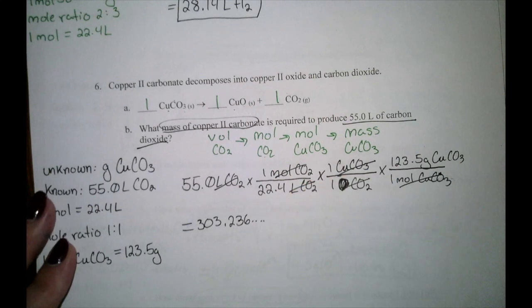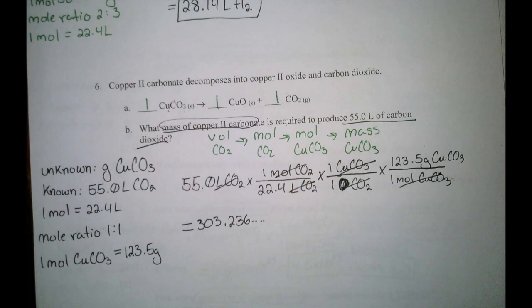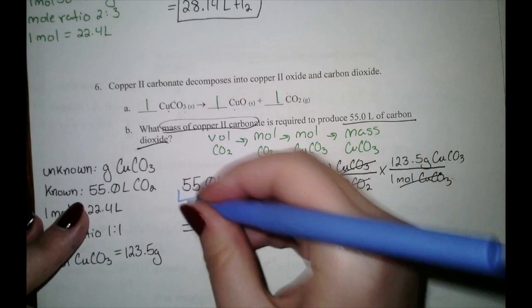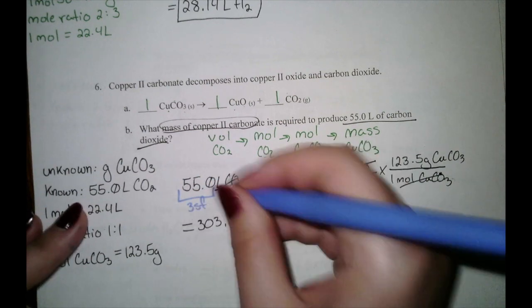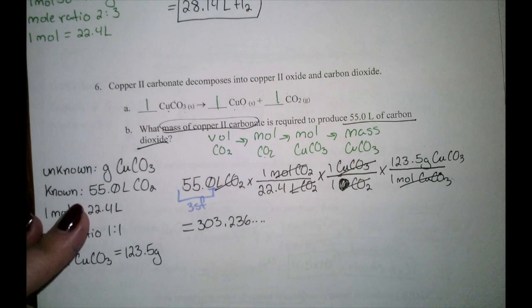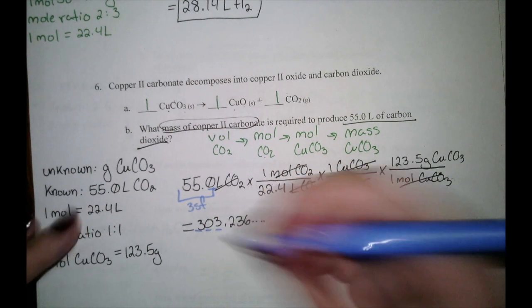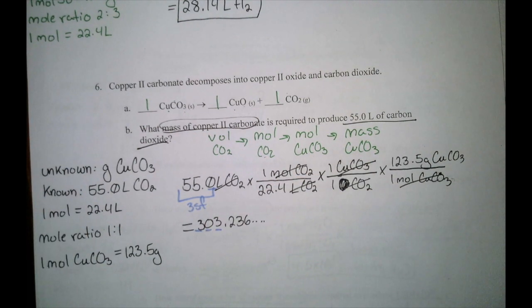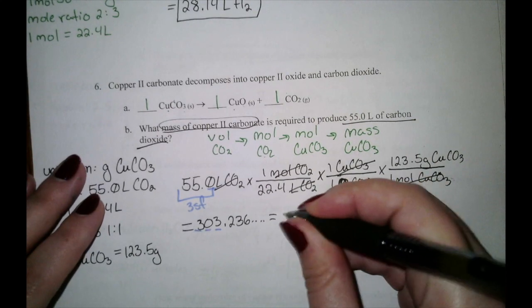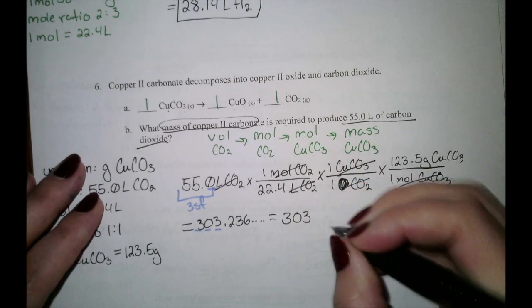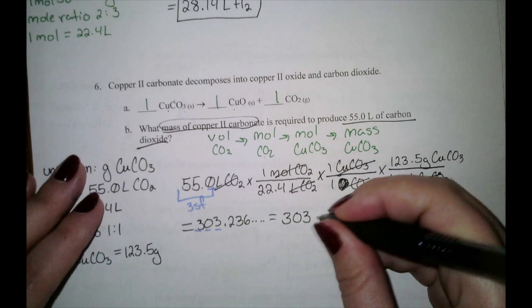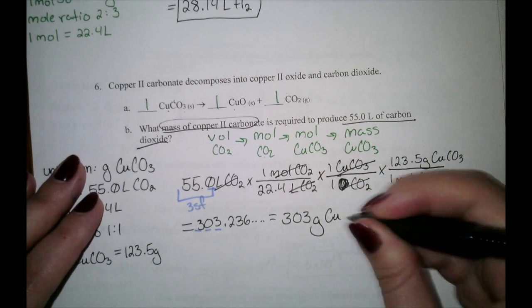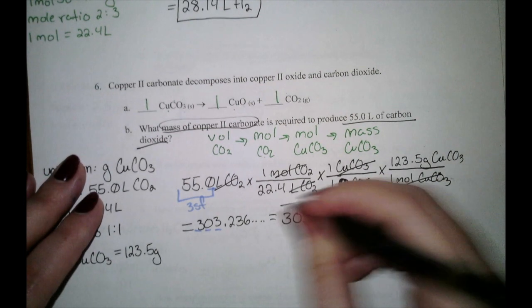And we get 303.236, etc. Let's go back to significant figures. 55.0 has 3 significant figures. Again, if the 0 comes after a decimal place, it is significant. So 1, 2, 3 sig figs. My answer should round to 303 grams of copper 2 carbonate.